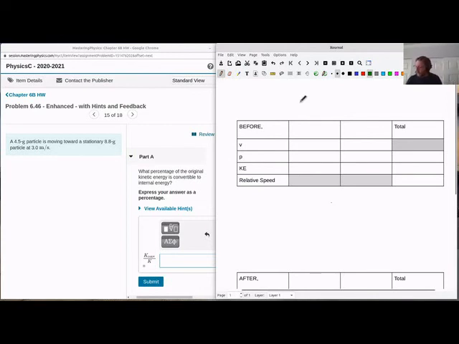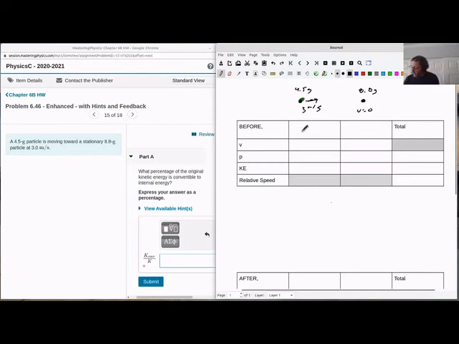So we've got a 4.5 gram particle. That's this one. 4.5 grams. It's moving at 3 meters per second to the right. It doesn't really say directions, but we can just choose that one's going to the right. And then a stationary, slightly bigger particle, 8.8 grams, that is not moving. Okay, so there's going to be a collision. The one's going to come in from the side and hit, and it's going to go off.